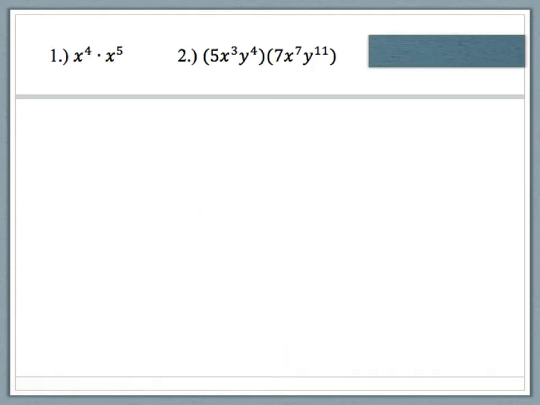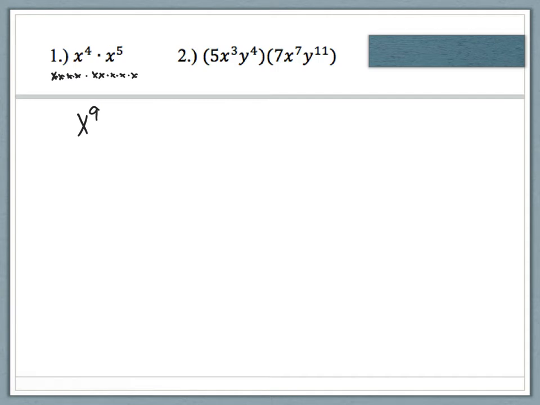So if I look at some more examples, if I had x to the fourth times x to the fifth, well, if we think about this, this is 4 x's, okay, times 5 more x's. So how many x's do we have? It would be x to the ninth.